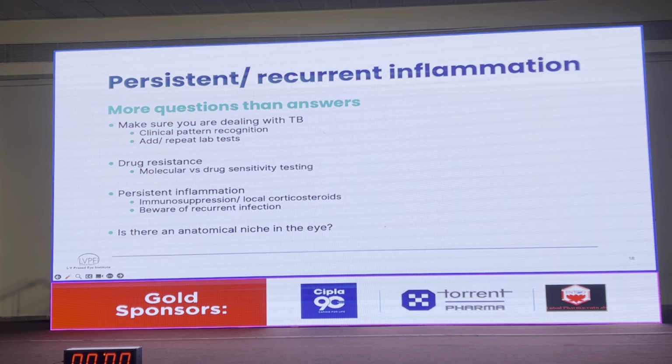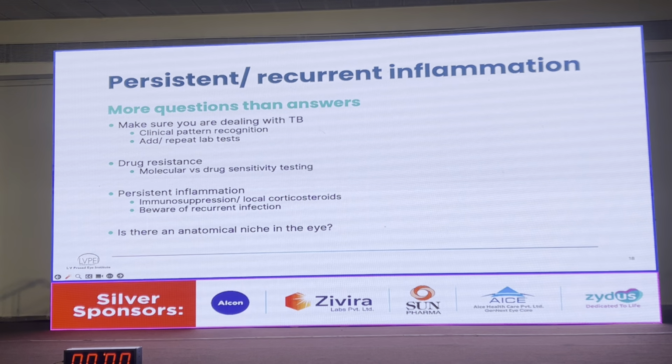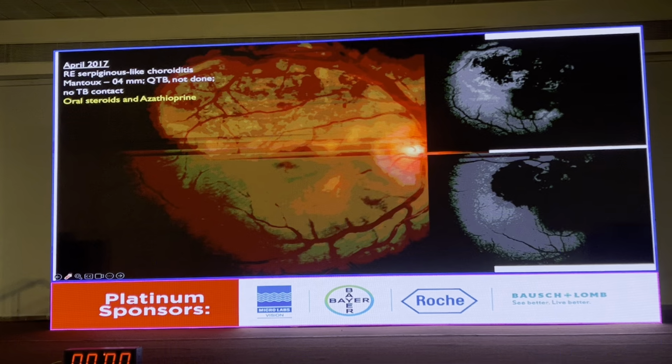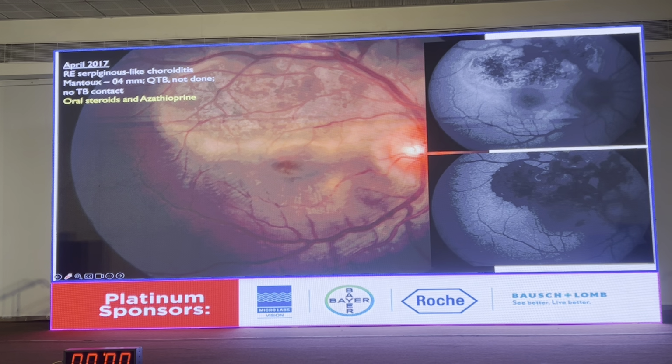Last thing about persistent and recurrent inflammation, I think there are more questions than answers. I really don't have a thing to tell here, but we have to make sure we are dealing with TB. I had a very nice case of atypical mycobacteria causing an SLC-like lesion, but couldn't bring it here. Make sure we're dealing with TB and not missing an alternative diagnosis. Drug resistance is relatively rare, and some of these cases have to be treated with immunosuppression and local steroids when there is persistent inflammation. So this is the last case I'm showing you.